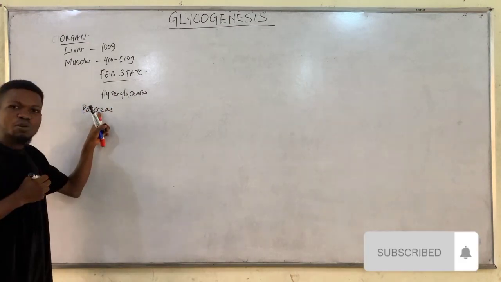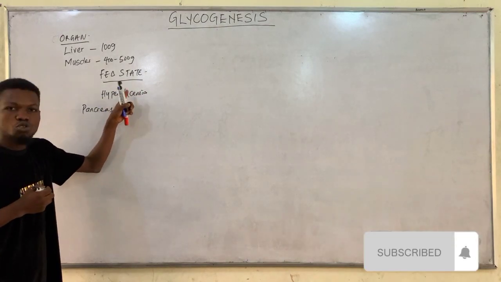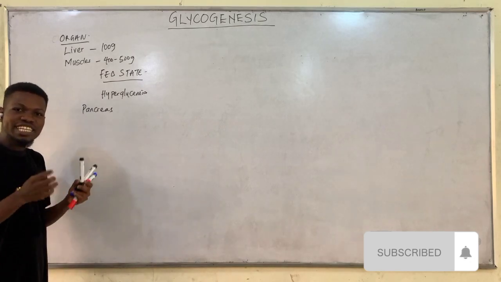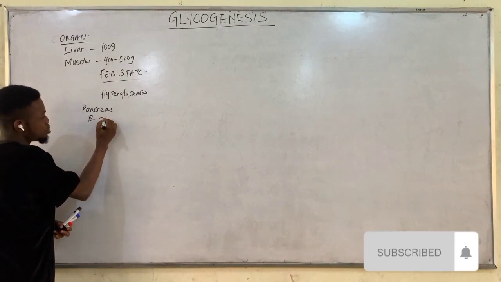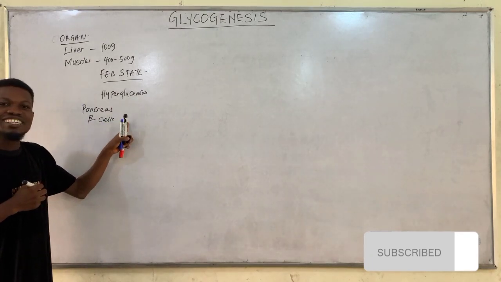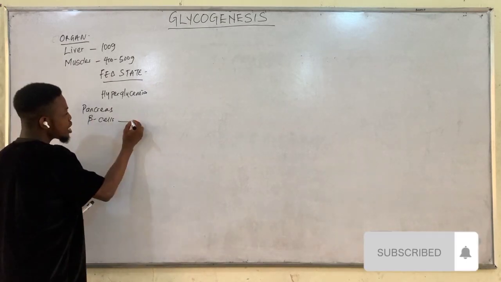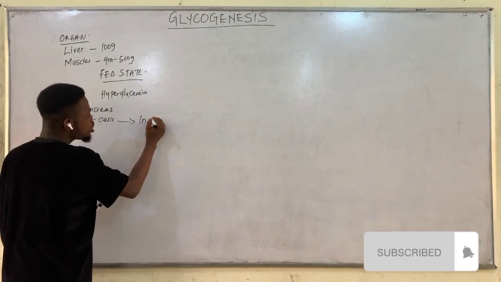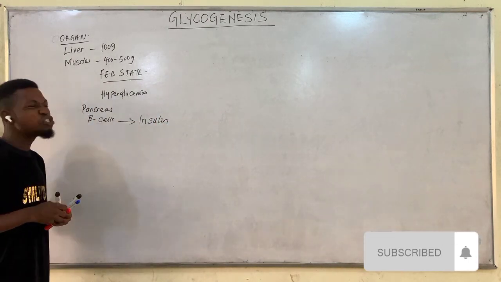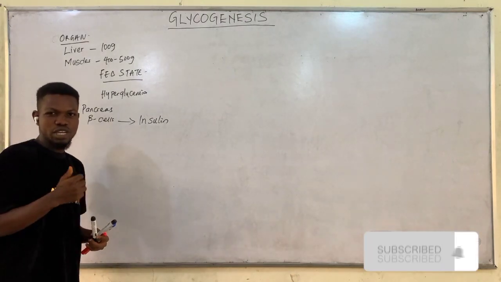So the pancreas will become stimulated when there's high blood glucose level. So the part of the pancreas that will be stimulated is the what? Beta cells. The beta cells of the pancreatic islet of Langerhans will be stimulated to secrete what? A particular hormone known as insulin. When there's what? Hyperglycemia. You know, hyperglycemia is when there's high blood glucose level. Do you get what I'm saying now?